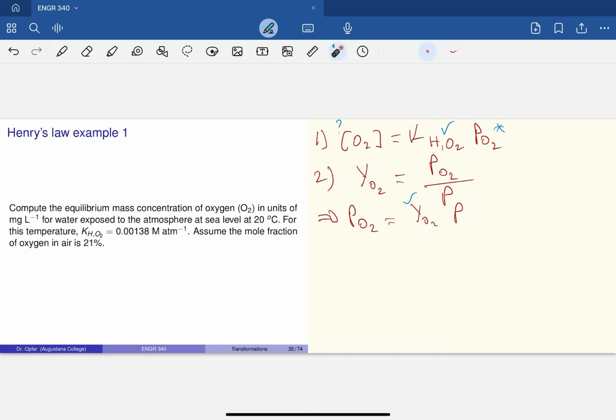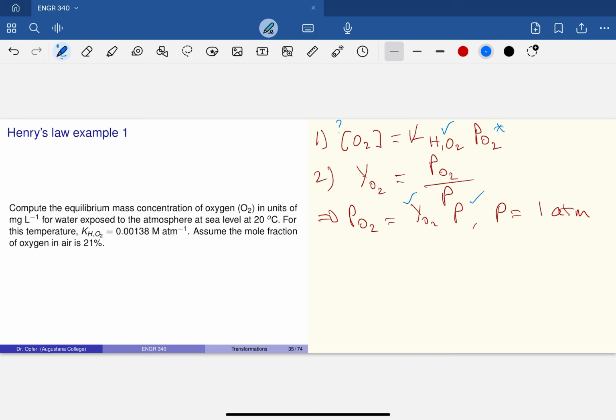Now what do we think about this total pressure? Well, we know we're dealing with air at sea level. We're dealing with the unit of atmosphere in our Henry's constant. So that means the total pressure of the air at sea level is 1 atmosphere by definition of what an atmosphere is. So we actually do know this.